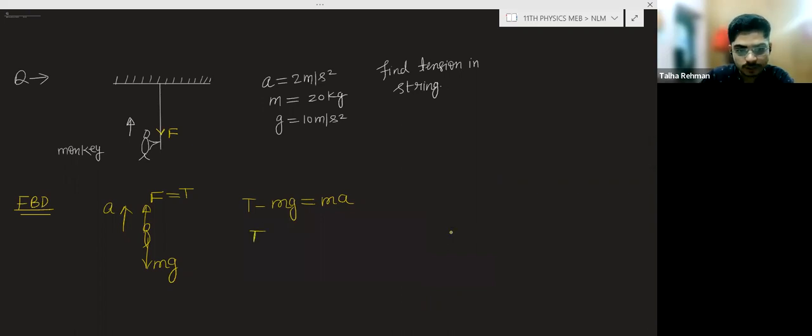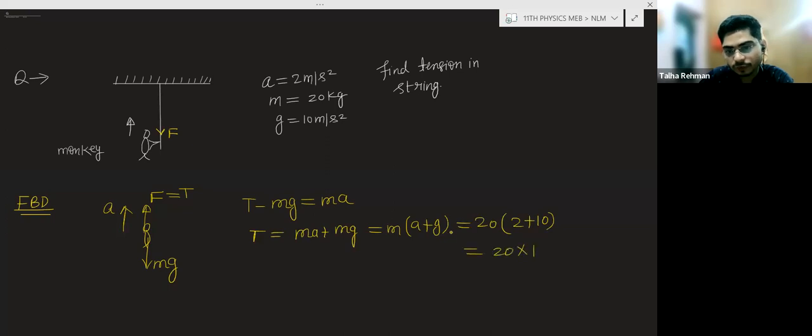This T is equal to ma plus mg. So I can take m common. This is m times a plus g. What is m? 20. What is a? 2. g is 10. So this will become 20 into 12, which is 240 Newton. So 240 Newton will be the tension in the string.